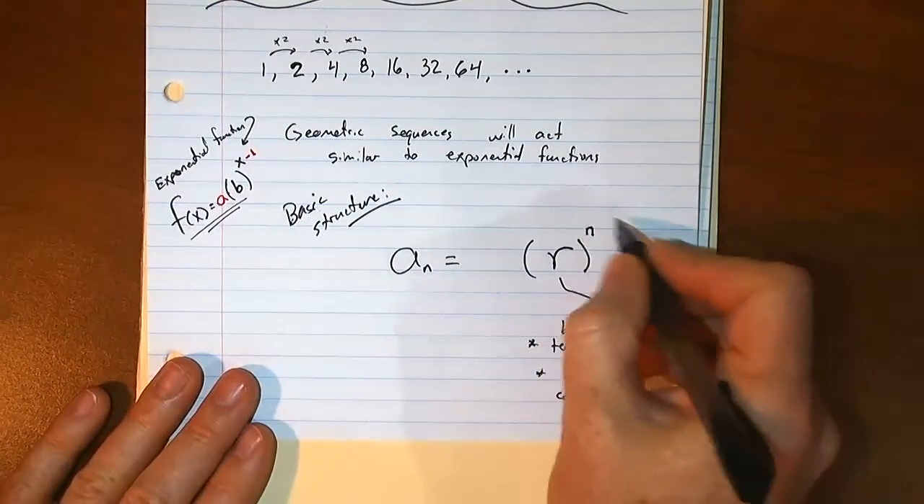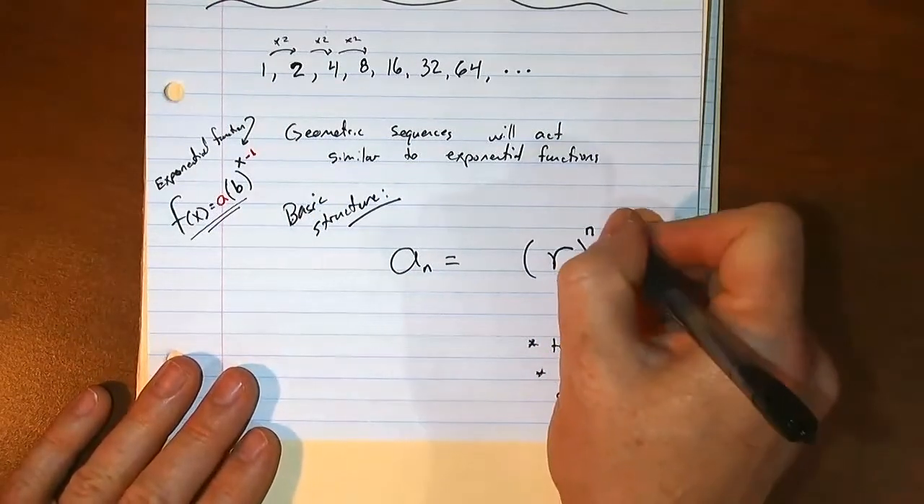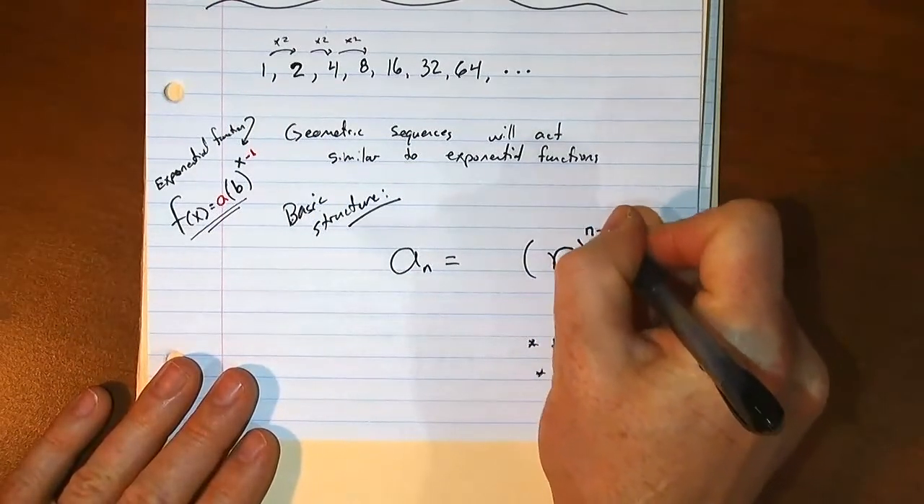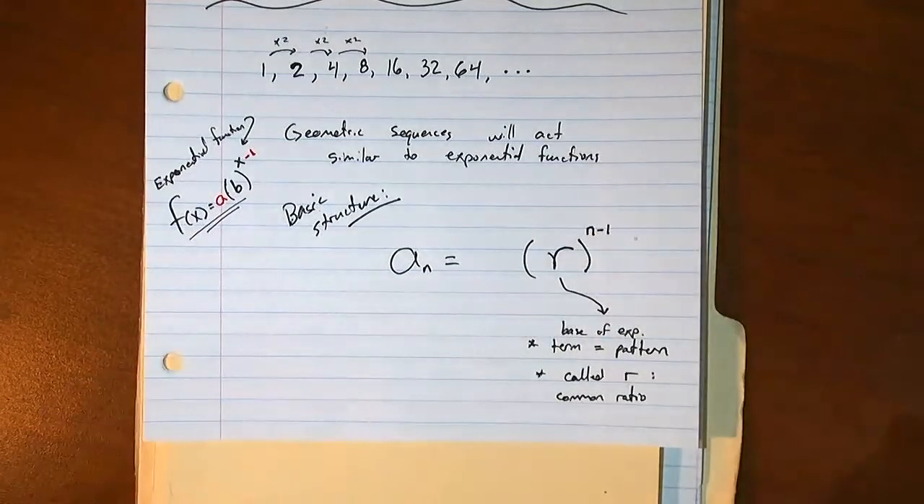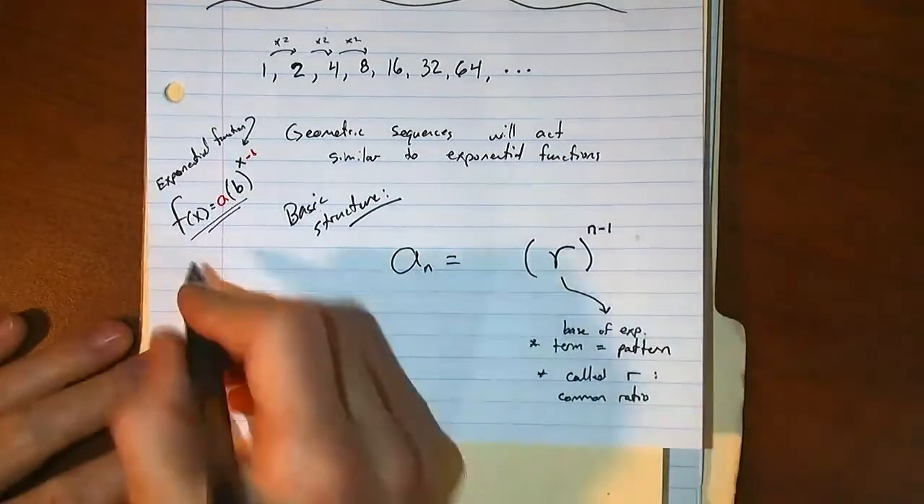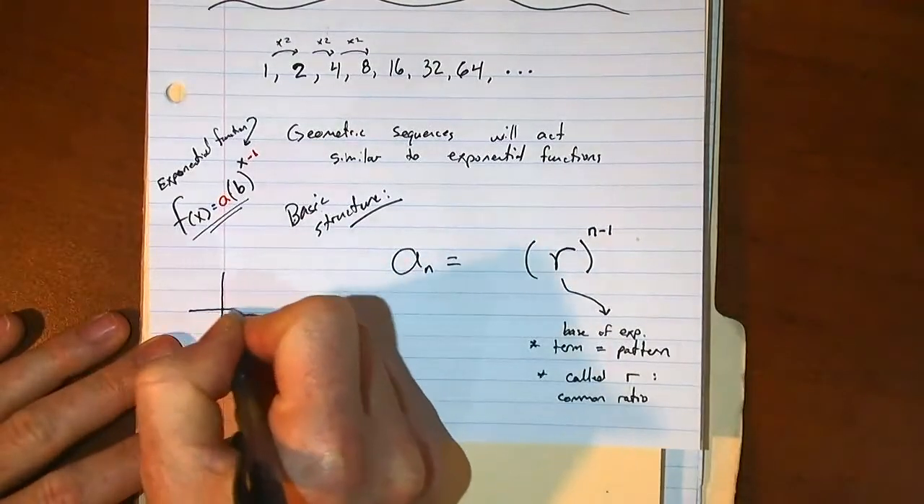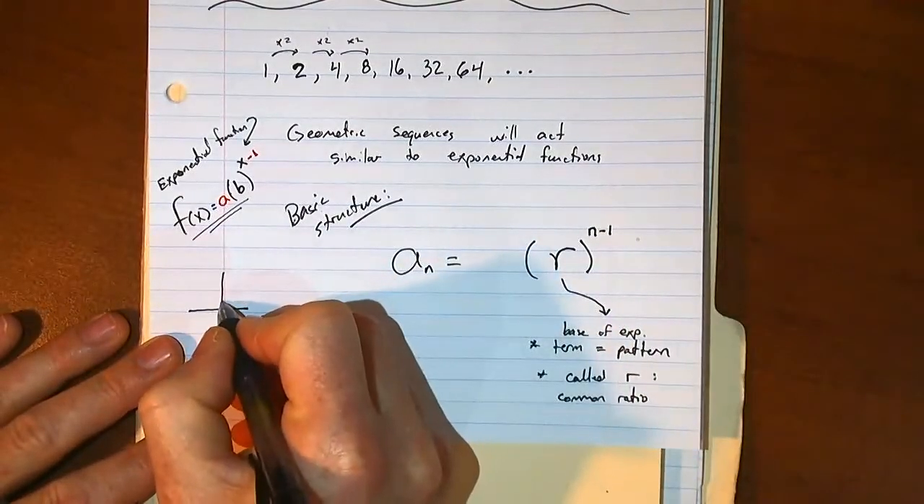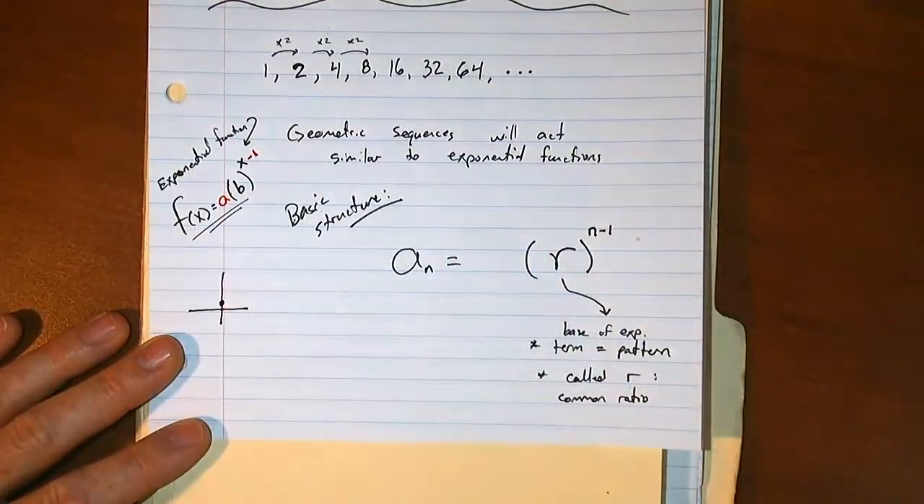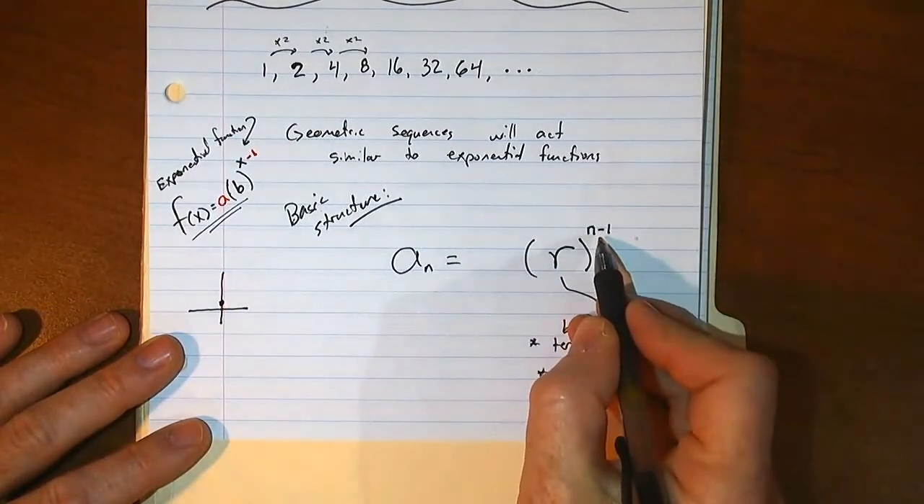There will always be up here in the exponent a -1. There will always be a -1. So if you think about our exponential functions, what that means is that normally in an exponential function you would cross at 0, 1, right? That's normally where we would cross. But this is going to shift that to the right.